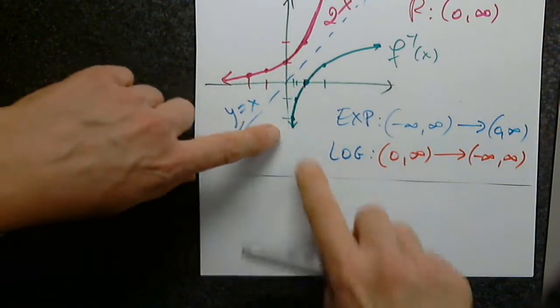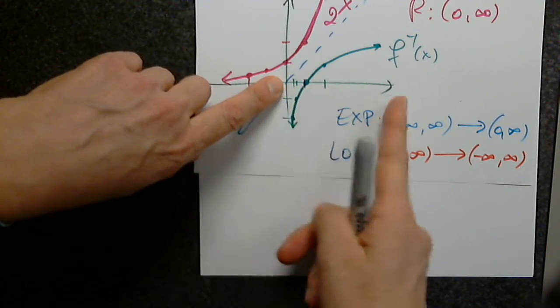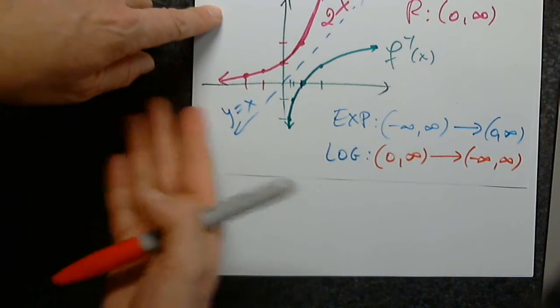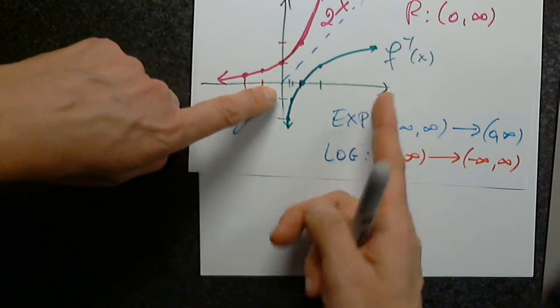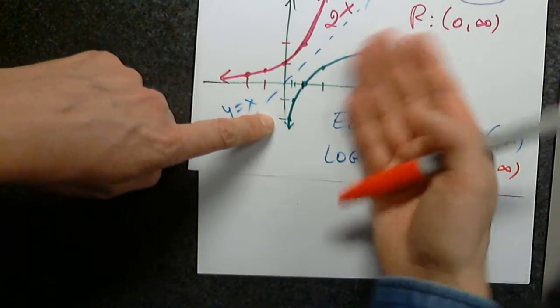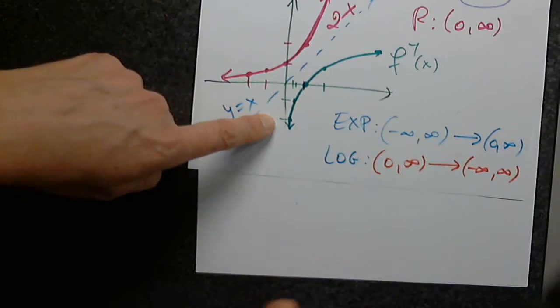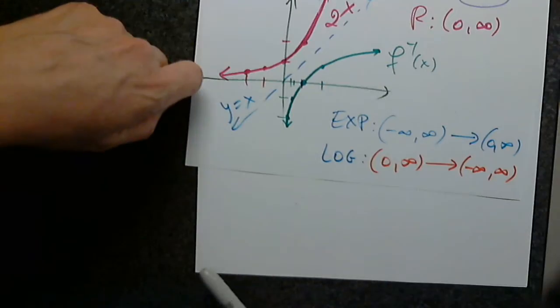For the inverse function, look at this function. Is it clear that it's defined on 0 to infinity? There is nothing on this side. It's defined on 0 to infinity, correct? What is the range of this function? Everything. From negative infinity to positive infinity.